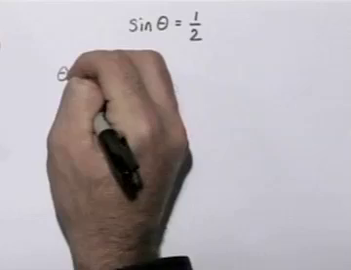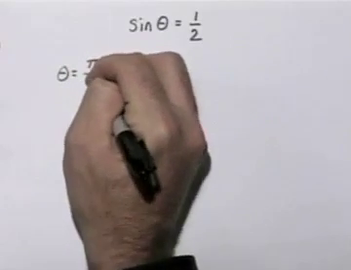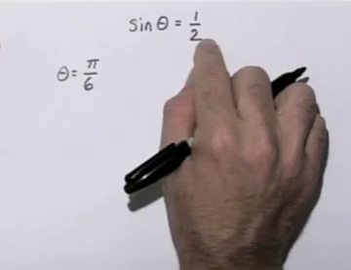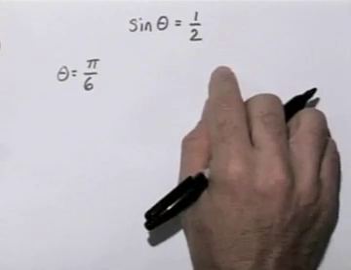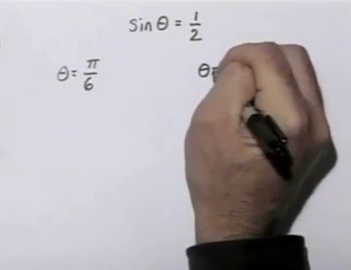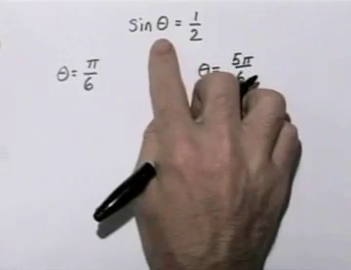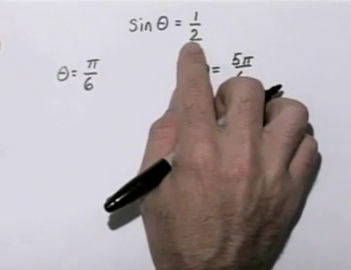Well, the first angle theta is pi over 6 because the sine of pi over 6 is 1/2. So what's the angle in the second quadrant? That's going to be 5 pi over 6. Again, the sine of 5 pi over 6 is also 1/2.